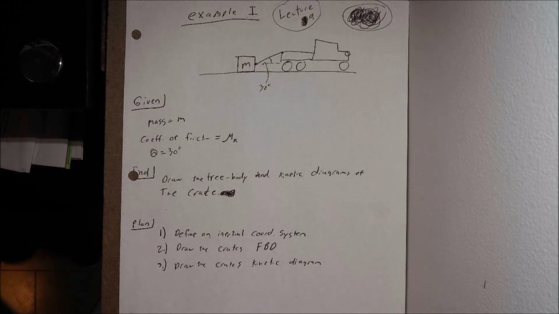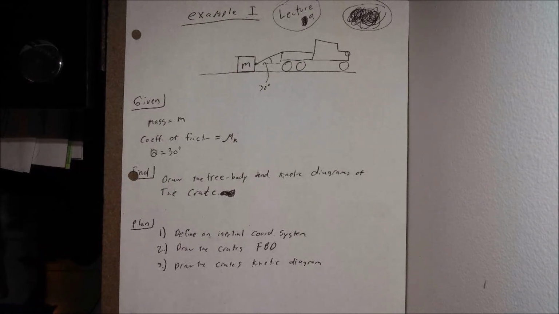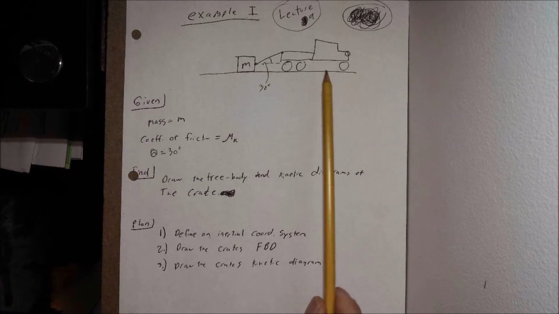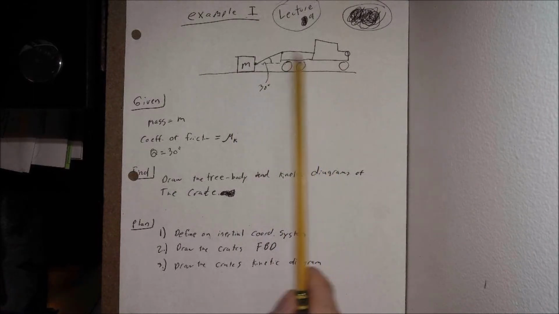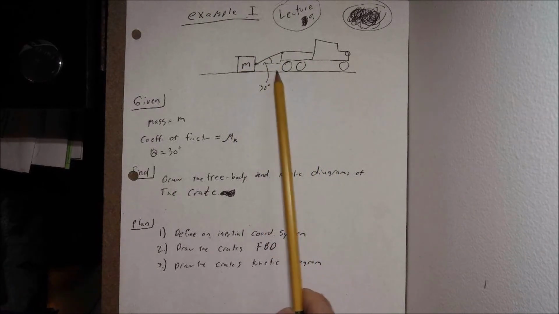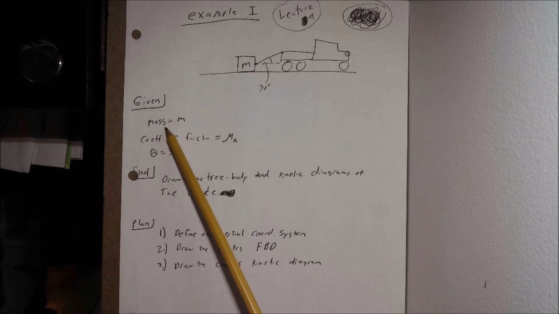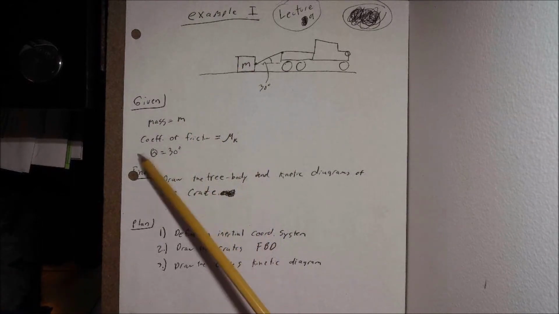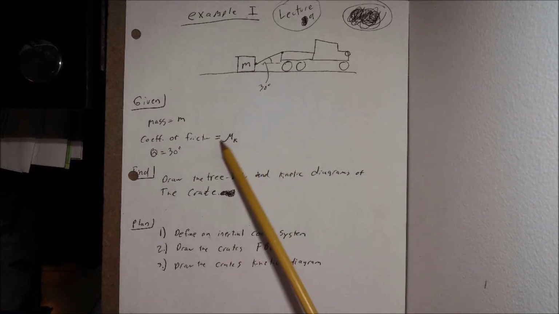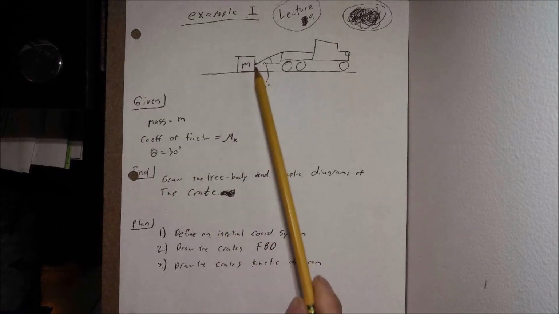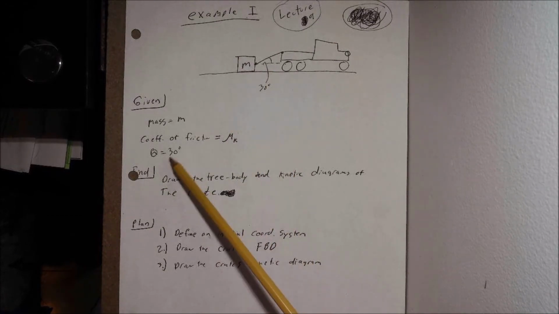Now that we've had the opportunity to go through the problem statement, understand what they're giving us and what they're asking for, and take a look at the diagram, the next thing we want to do is create our setup page. In example 1, we have our diagram, the simplified version. There's my truck, my mass, my cable, my angle right there. Given to me is the mass M, the coefficient of friction given as mu sub k, and theta, the angle off the horizontal, of 30 degrees.